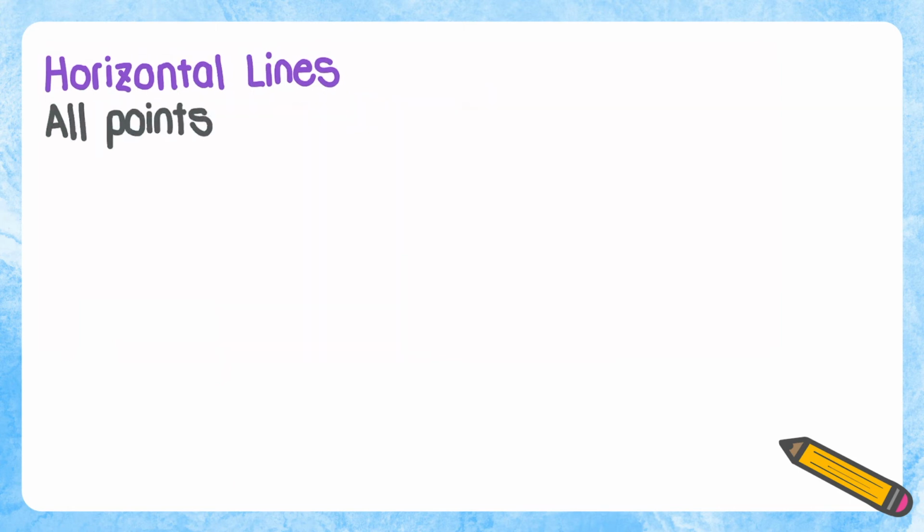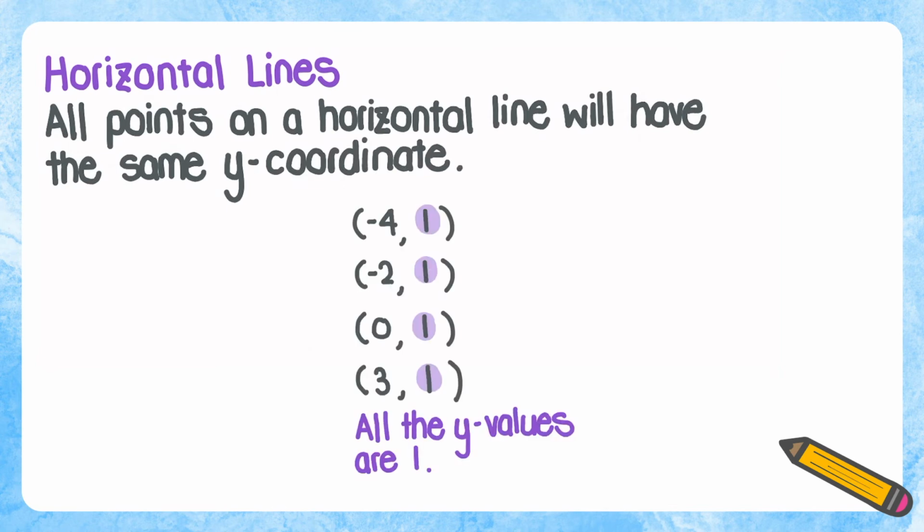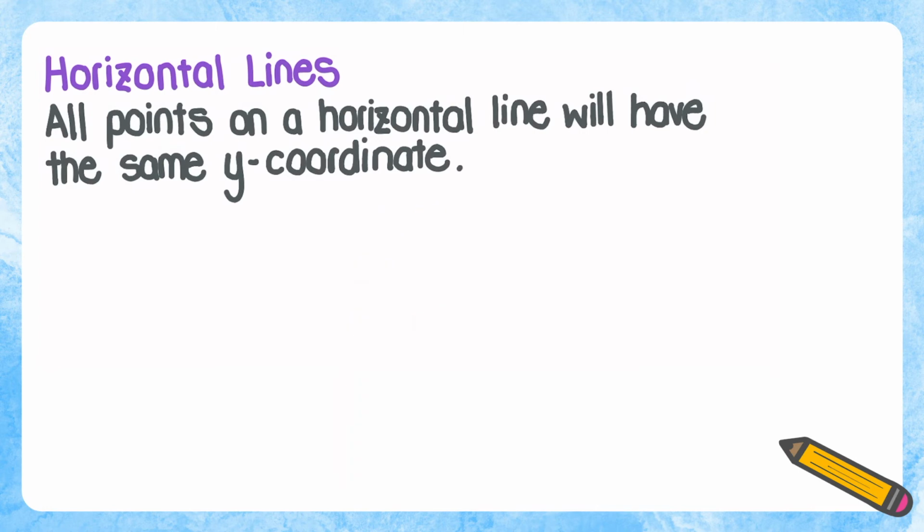And all points on a horizontal line will share the same y-coordinate. In the earlier observation, we noticed that the 4 coordinates that we plotted for the horizontal line y equals 1 all shared the same y value. This is a property of horizontal lines. Again, all points on a horizontal line will have the same y value.